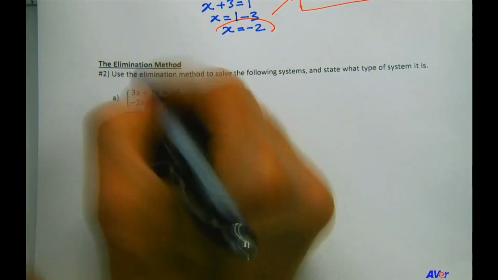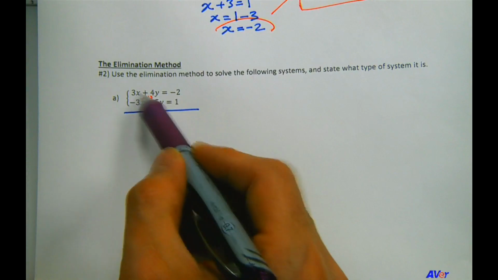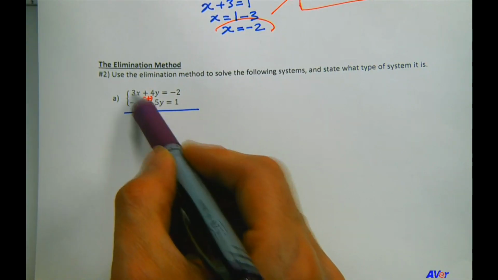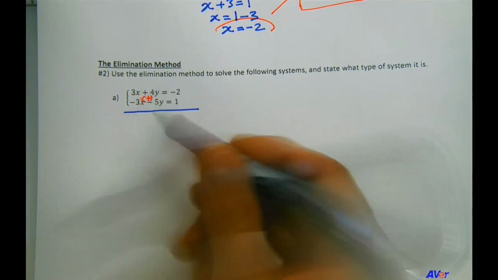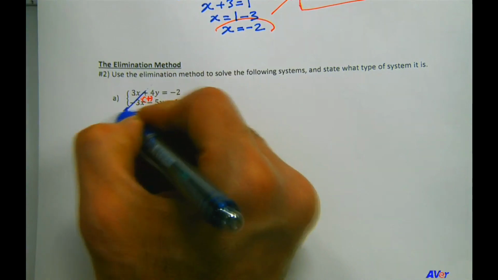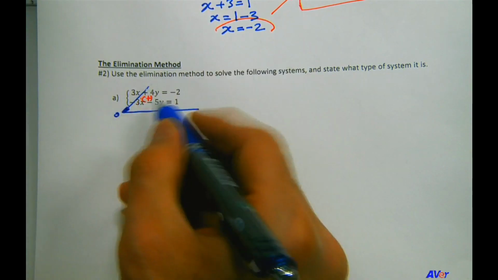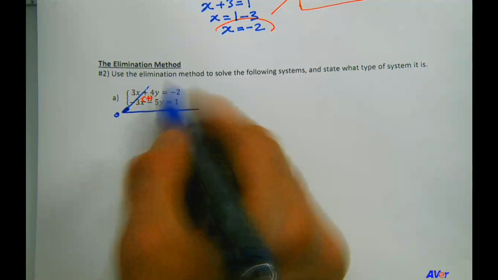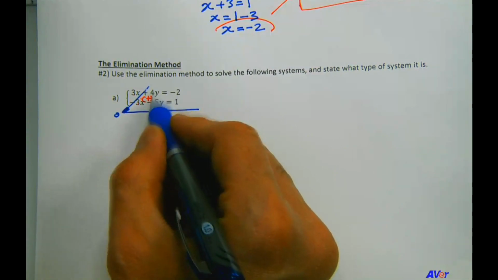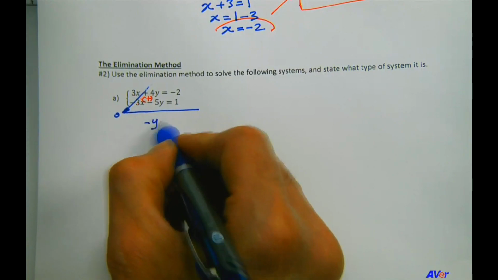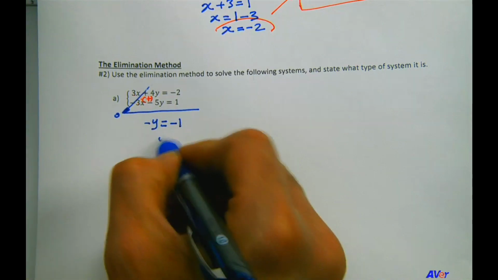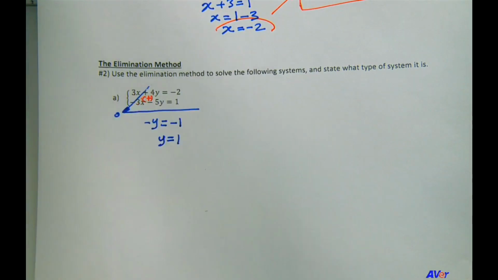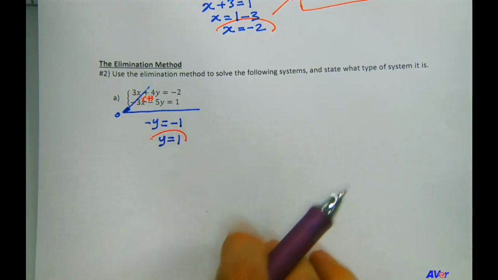So just adding, we can do that, right? Because we notice that the x terms have equal and opposite coefficients. So we know that if we add these two, the x terms drop out. So we end up with 4y minus 5y, that is minus y, equals minus 2 plus 1, which is minus 1. Therefore, y equals 1. Like that, y equals 1.